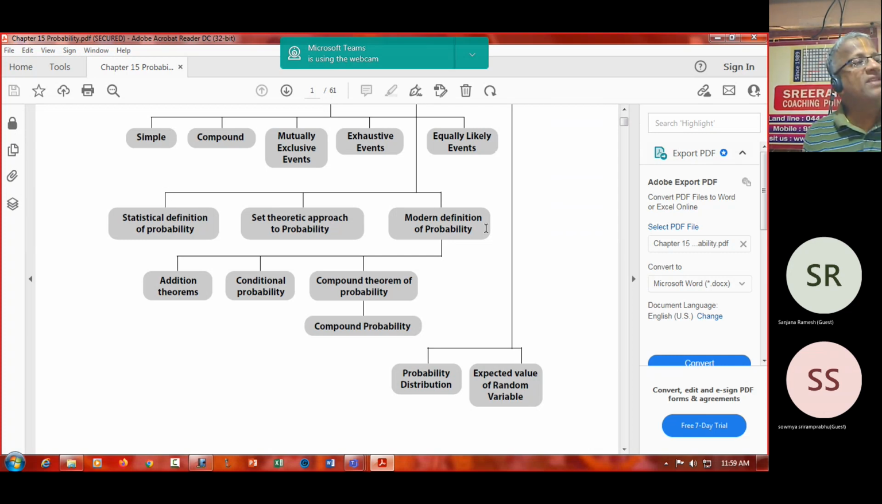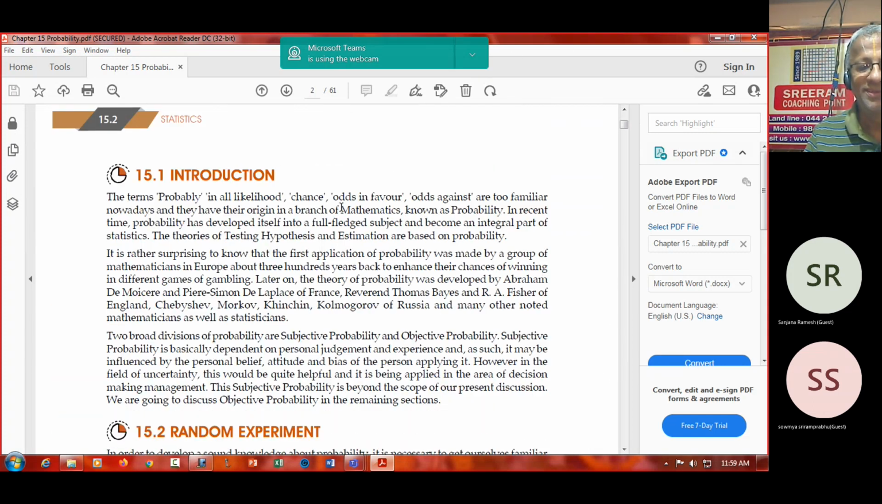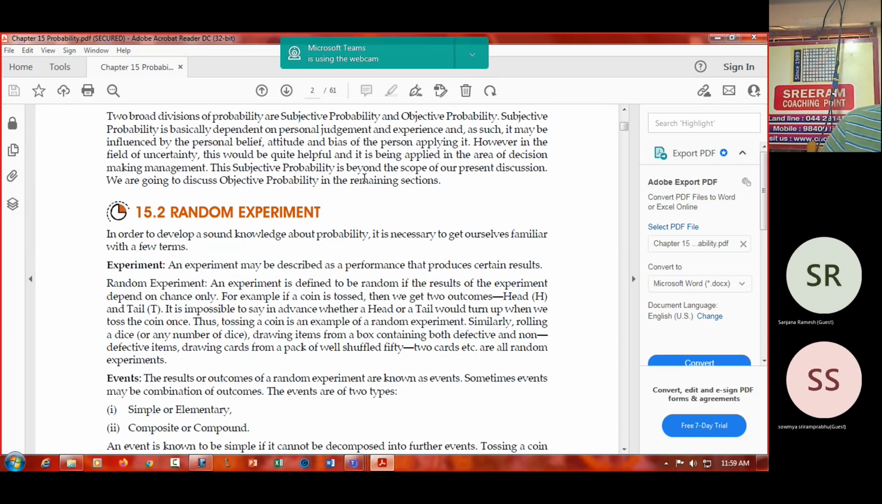So in the format we have just seen, available requirement, formula and value. Finally, what have we done? Possible ways we have multiplied because all are independent. So that is the one that we are taking up.